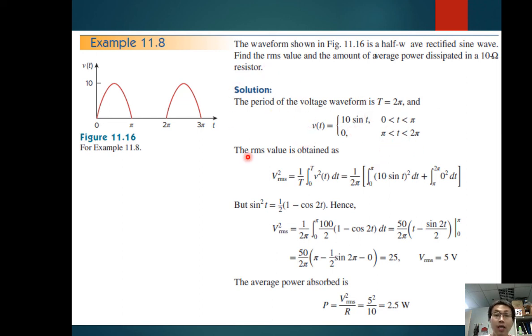Okay. So I need to find the Vrms first. I apply this equation, then I substitute 10 sin t inside, and I do some calculation and changing with trigonometry. I find that my Vrms is 5 volt. Then I want to find my average power dissipated in the 10 ohm resistor, which is Vrms square divided by the resistor. So I have 2.5 watt. So in order to find the Vrms, we need to find the v(t) function. Where is the v(t) function? Here.